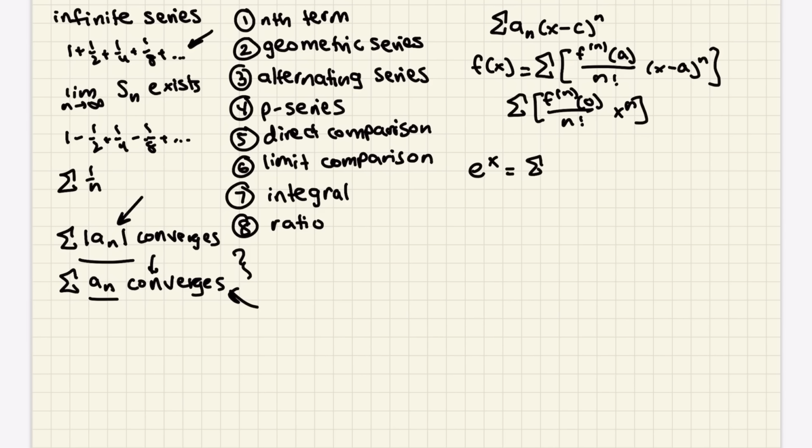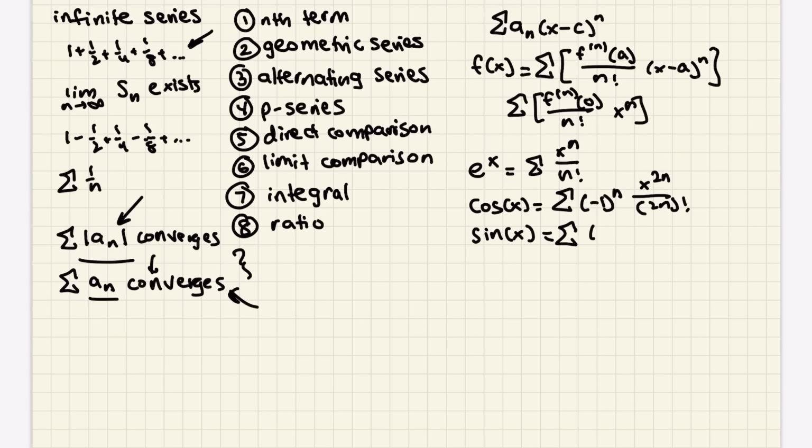If it's e to the x, that's equal to the series x to the power of n over n factorial. If it is cosine of x, that is equal to, this is a bit more complicated, negative 1 to the power of n, it is alternating, times x to the power of 2n over 2n factorial. This is cosine. Sine, that's going to be pretty similar. It's going to be negative 1 to the power of n times x to the power of 2n plus 1 over 2n plus 1 factorial. And then we have 1 over 1 minus x, which is just the series of just x to the power of n. Very simple.